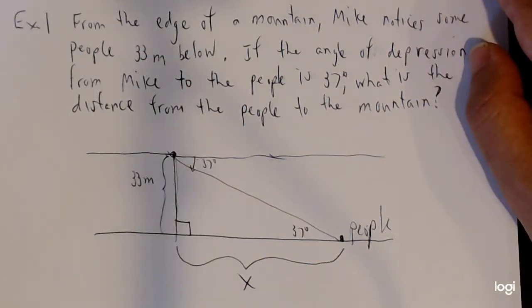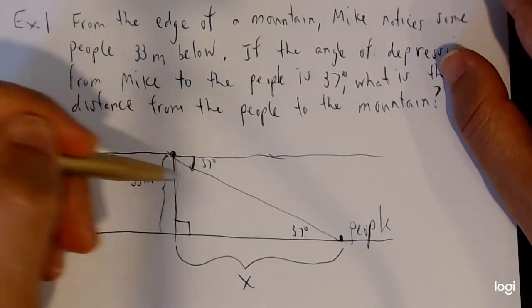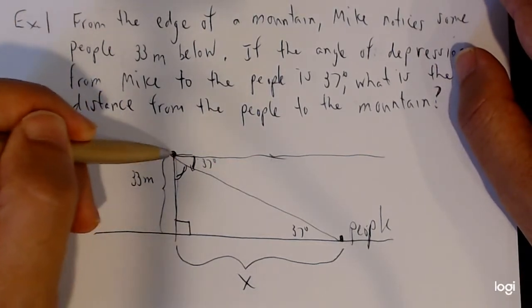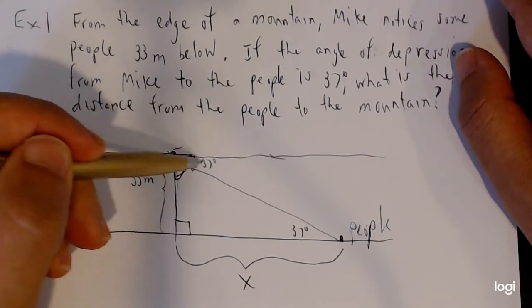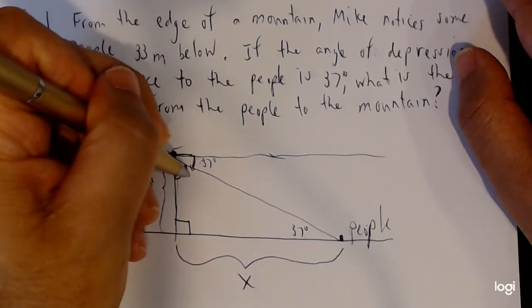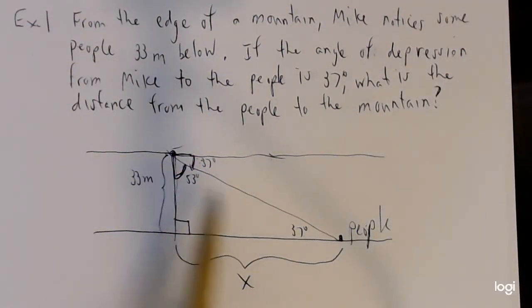Now, another thing we could have done was, if I know that this angle is 37, I could figure this angle out because I'm assuming the horizontal and the mountain are perpendicular to each other. So if that's 37, then this is what's left of 90, which would be 53 degrees. Now, in reality, it really doesn't matter which one of these angles you use. You could use any of the angles, but our goal is to solve for x.